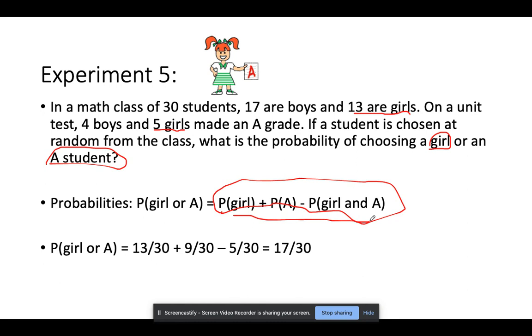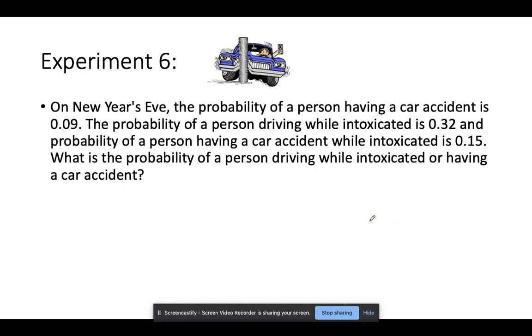So these, you had to find the probabilities in this example. The next example, they're just given to you. They're given to you as decimals. And probabilities can be fractions, decimals, percents. So the next example will involve using some decimals. So on New Year's Eve, the probability of a person having a car accident is 9%. The probability of the person driving while intoxicated was 0.32 or 32%. The probability of a person having a car accident while intoxicated is 0.15. So what is the probability of a person driving while intoxicated or having a car accident?